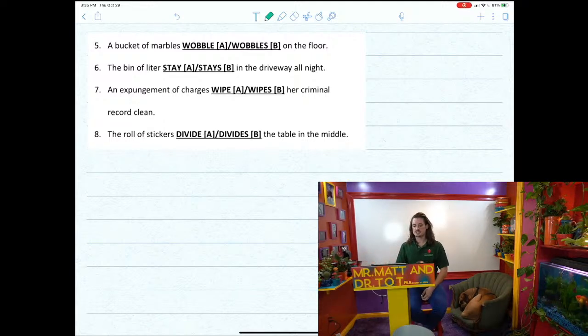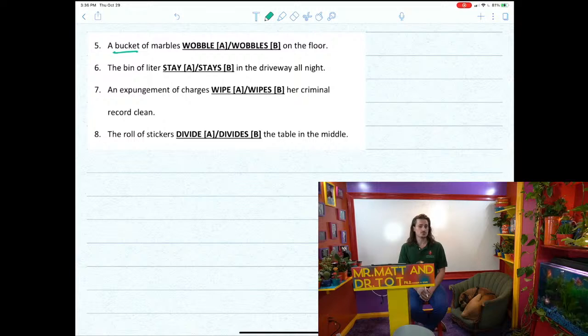Okay, so let's look at these 4 problems. Number 5, a bucket of marbles wobble or wobbles on the floor. So we have one bucket made up of many marbles, but it's still one bucket. So the subject here is bucket. Bucket is singular, so we want a singular verb.